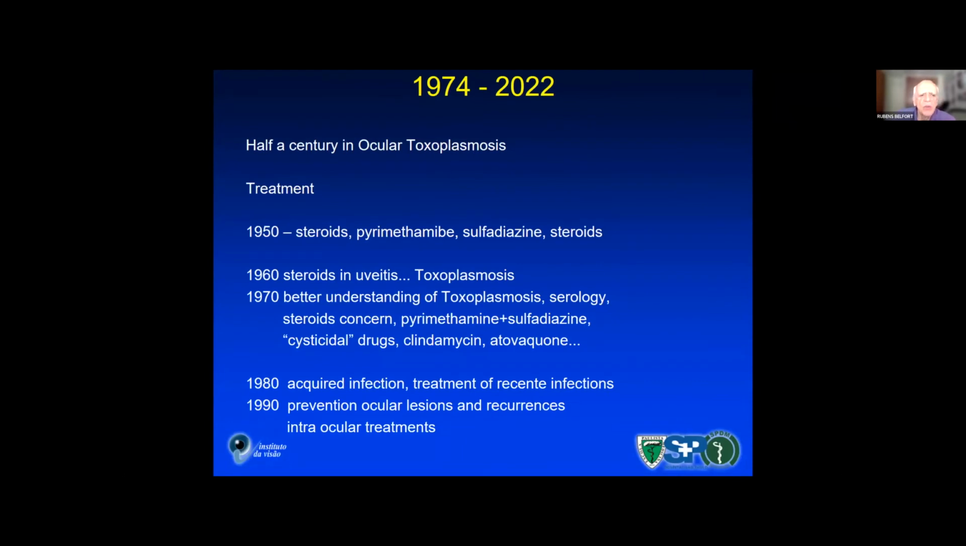When we go back to see what happened in all these years, the 1950s were very important because medicine advanced a lot. Steroids, pyrimethamine, sulfadiazine were starting to be used, especially steroids. And in the 60s, all the uveitis cases were basically treated with huge amounts of steroids, including toxoplasmosis. It was in the 70s that a better understanding of toxoplasmosis started, with the results of serology and the steroids concern. And we start to use more and more the same drugs that we use nowadays.